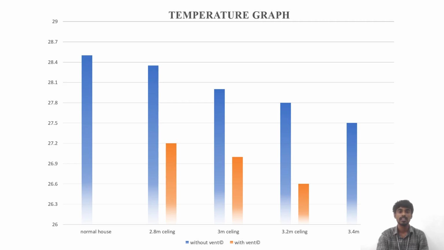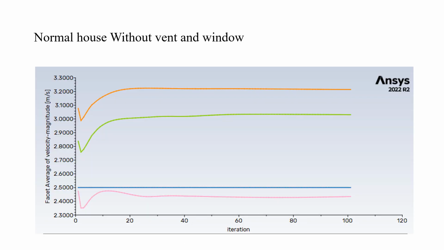So for easy understanding, we have designed a graph which you can see there. This is the normal house which has 28 degrees Celsius, and this is a 2.8 meter ceiling height with a difference of 1 degree, and it reduces eventually, with the 3.2 meter having better performance. And in the next slide you can see the difference in detail.